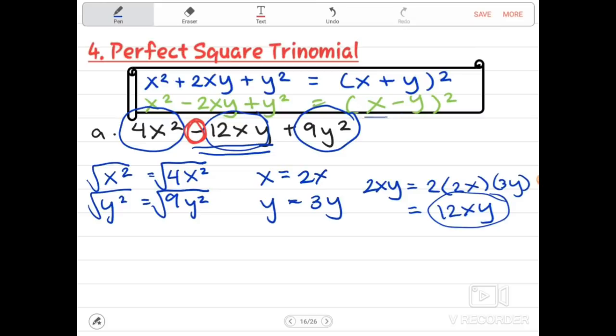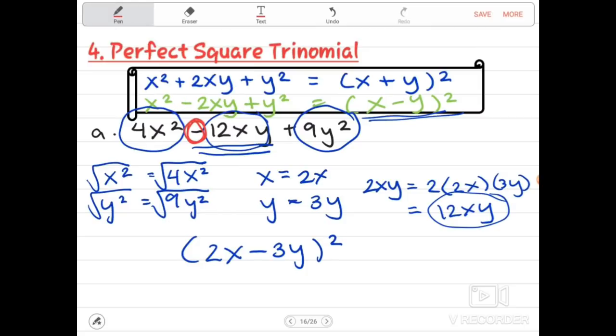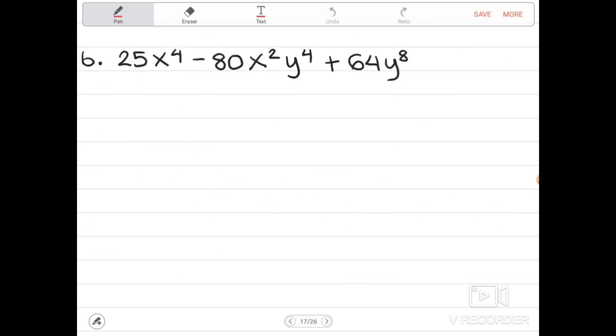So ito. Ito lang yun. Ito na yung pinakasagot natin. What is the value of x? The value of x is 2x. Ano yung value ng y? So minus 3y. Lagyan lang natin ng squared sa labas. Ito na yung ating final answer. So, ganun lang siya ginagamit, no? Next, letter B.